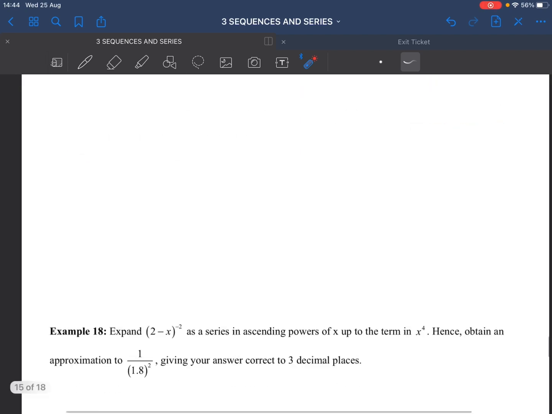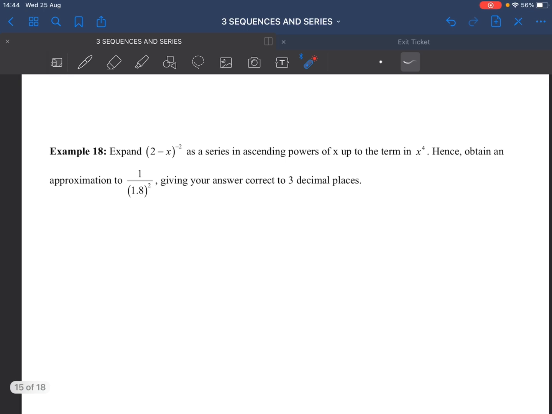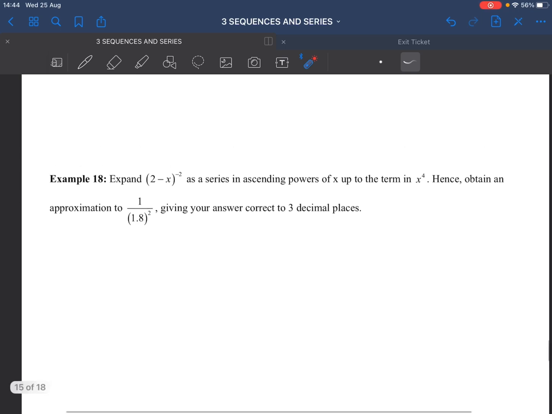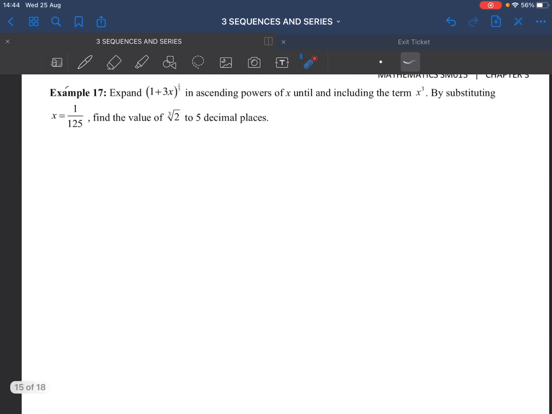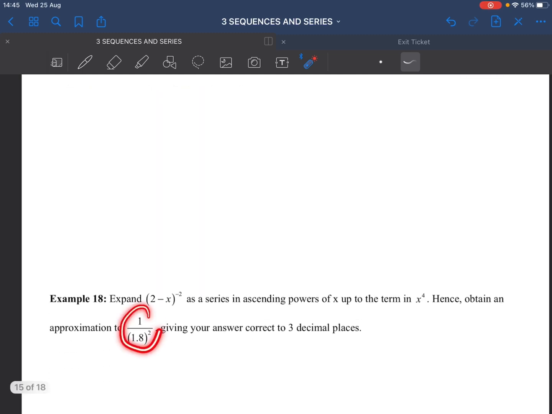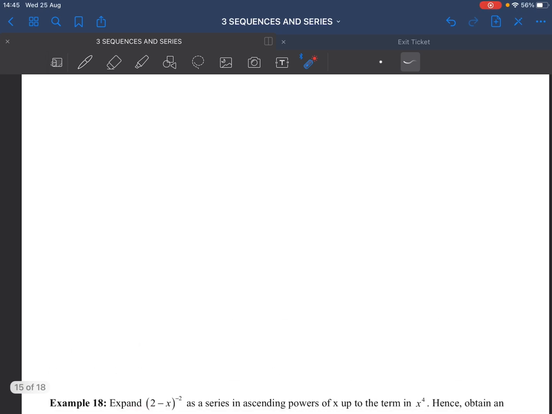Okay, kita tengok next question pula. Hence, obtain an approximation of 1 over 1.8 cube. Give your answer correct to 3 decimal place. And find the value of cube root 2. So for this type of question, kita nak cari an approximation of this value here. Okay, this value. So what are we going to do?